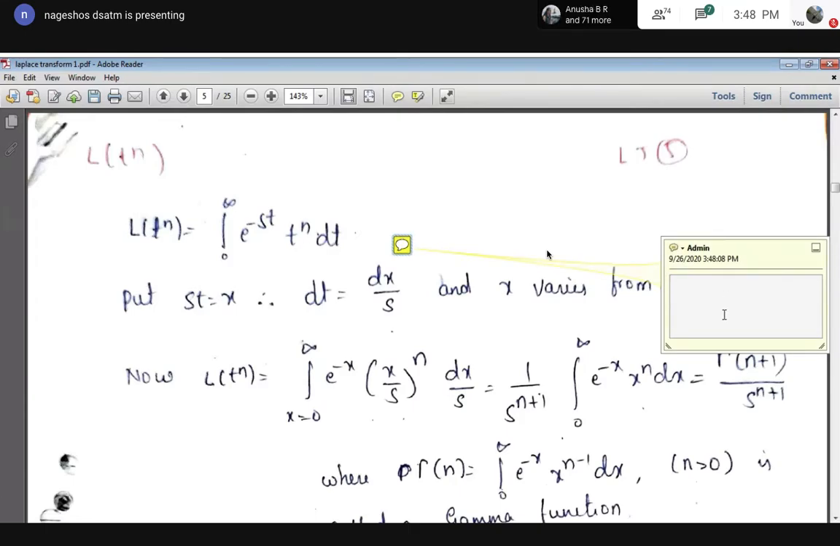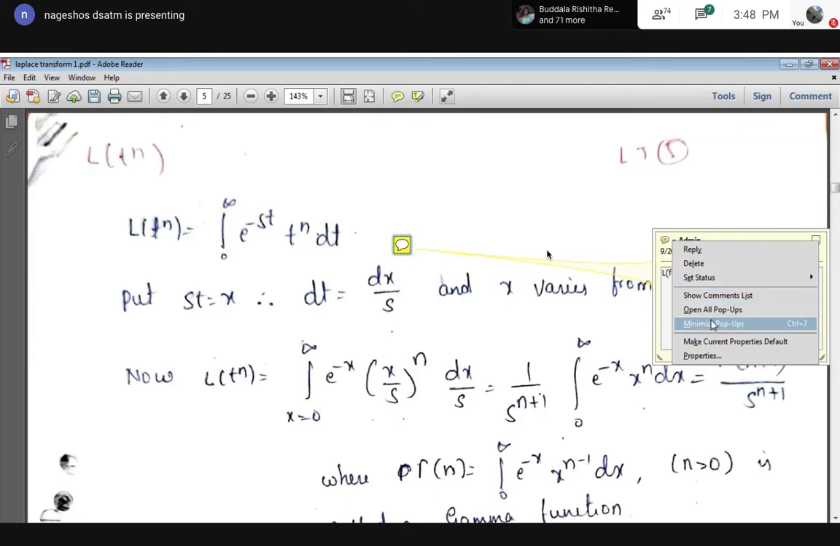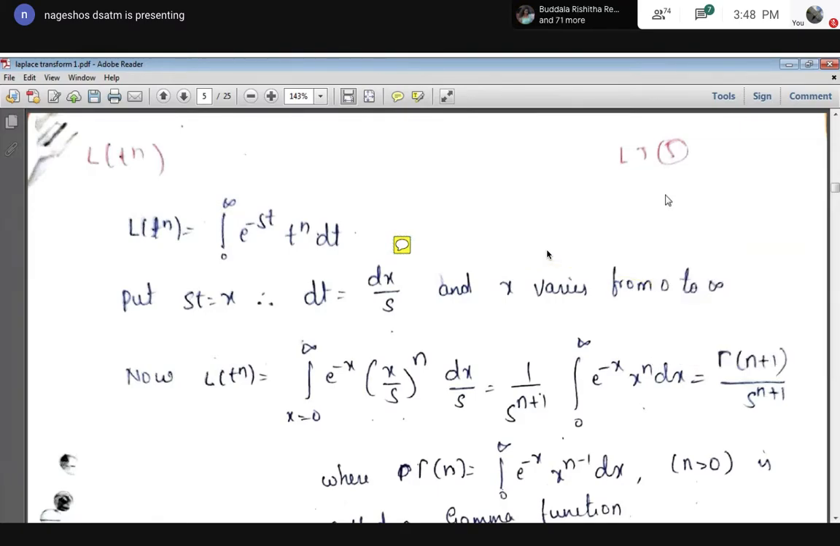L of f of t equals the integral from 0 to infinity of e power minus st f of t dt. The integration symbol is difficult to write here. In place of f of t, we have to write t power n.